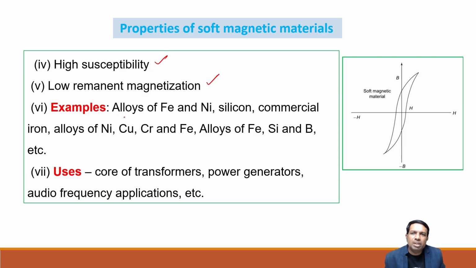Examples are alloys of iron, nickel, silicon, commercial iron, alloys of nickel, copper, chromium, iron. All these materials have this soft magnetic nature, and we can use them in cores of transformers, power generators, and audio frequency applications, right? Like this, in different applications we use soft magnetic material.